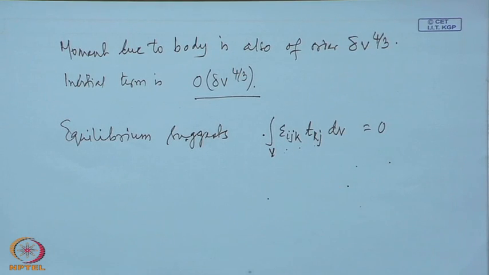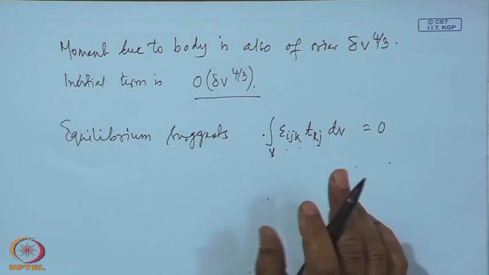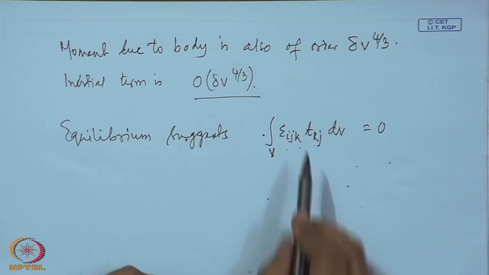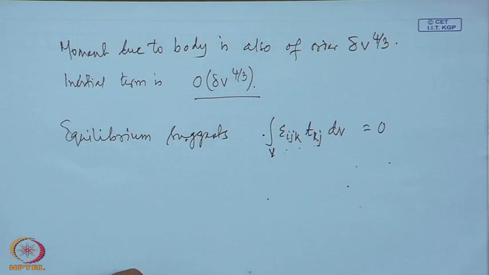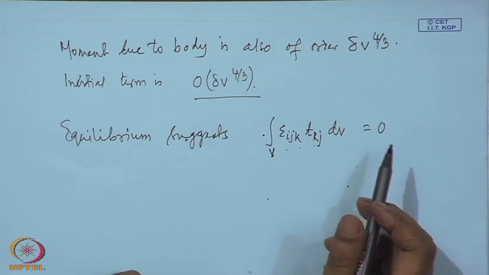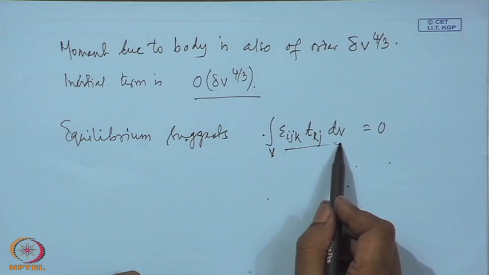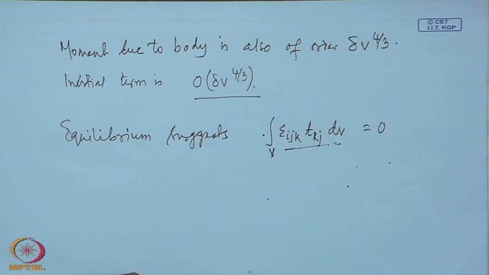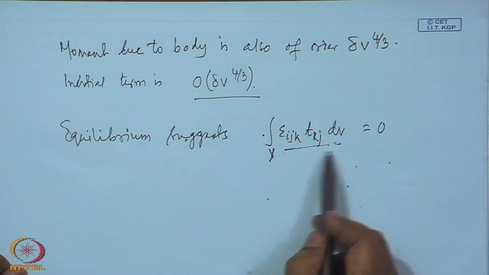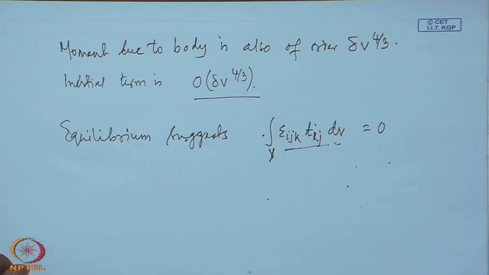Now, let us come to this integration, epsilon I j k t k j. The integration of this is 0, that is what we obtain from the equilibrium. Now, look at this particular integration. This integration can be 0, but the integrand is continuous, and for a continuous integrand the result can be 0 for all possible choices of v. This choice of v is arbitrary. The elemental volume that we choose is arbitrary. We can choose any volume. For any arbitrarily chosen volume, this result will be true only if the integrand itself is 0.